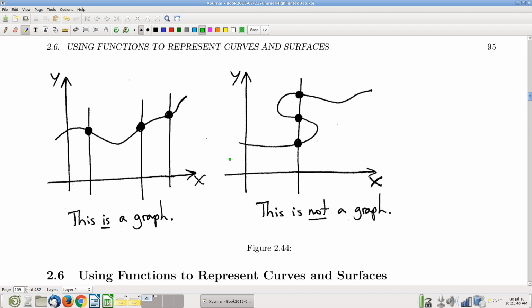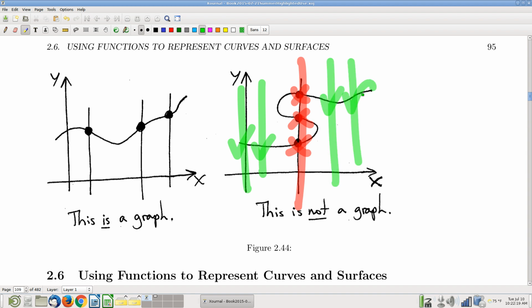So let me remind you of the vertical line test. This curve here passes the vertical line test. Every vertical line intersects the curve exactly once. Whereas this curve here fails the vertical line test. This curve does not intersect every vertical line exactly once. It intersects this vertical line 3 times. Now, the fact that it intersects certain lines only once is not enough. It still remains that this has failed the vertical line test with at least one line, and therefore this is not a graph.